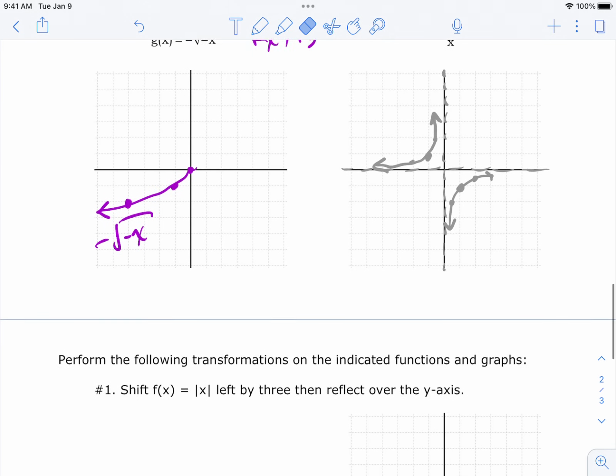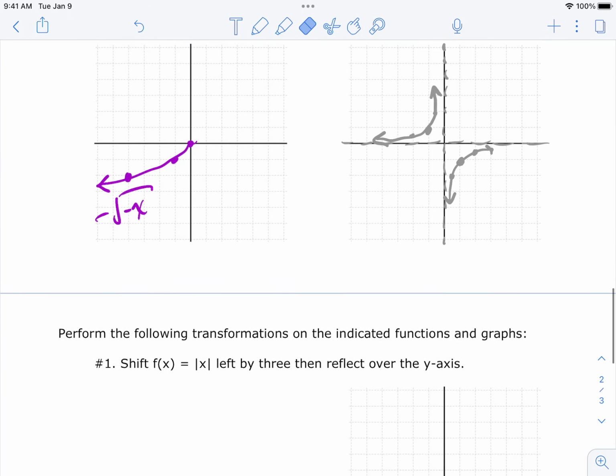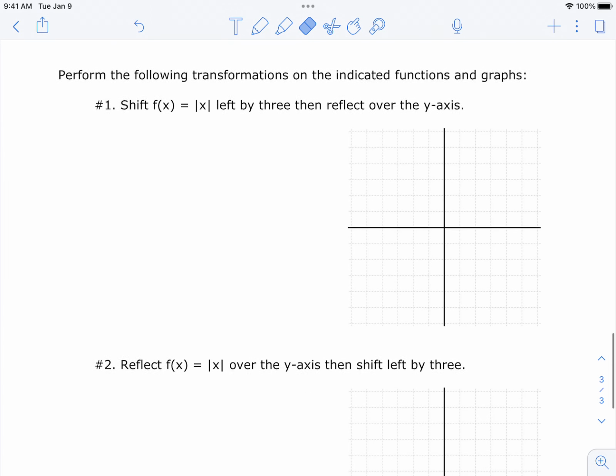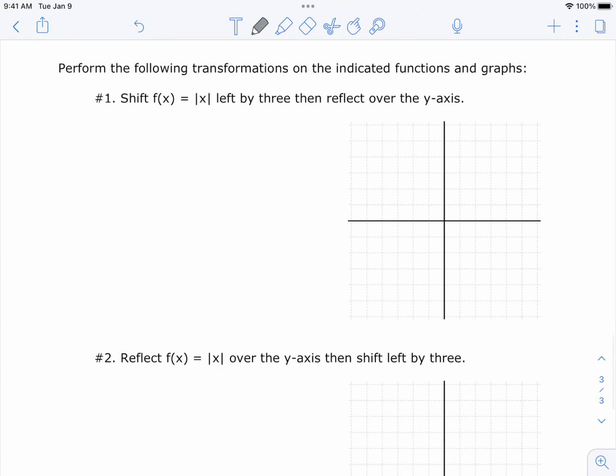Okay, so that was page 2. Okay, there's one other thing. As long as we're reflecting and we've already translated, we ought to look at doing both at the same time. All right, slow down a little bit for this one. Perform the following transformations on the indicated functions and graphs.